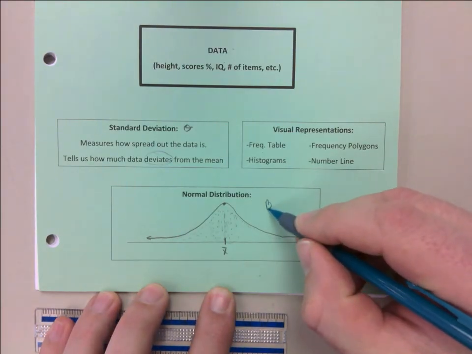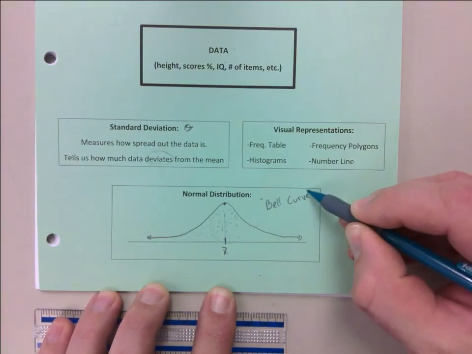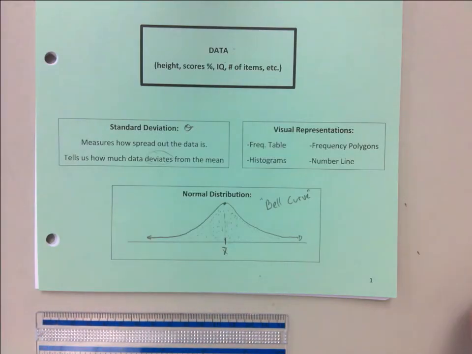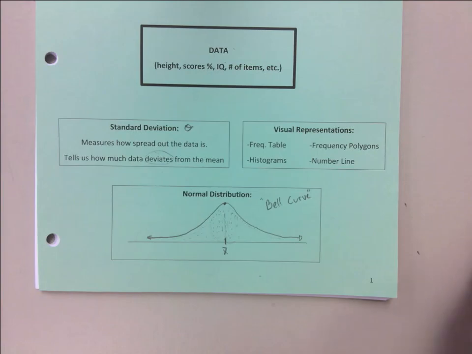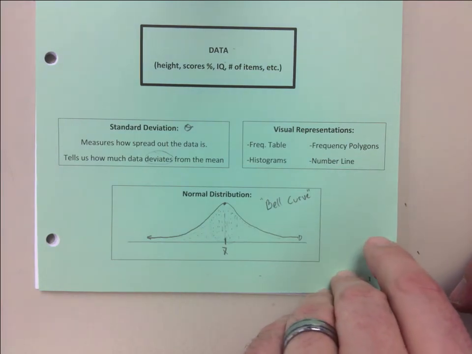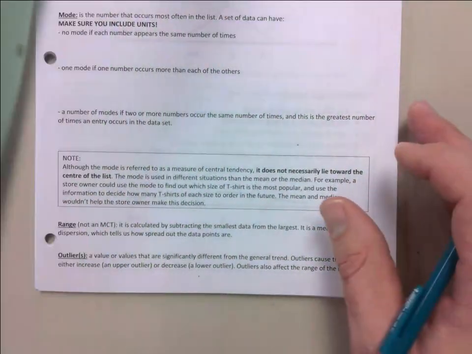So it looks like a bell curve or like a sombrero. That's what normal distribution is all about, okay? So we're going to talk about that. It turns out that a lot of things in life are normally distributed, especially when it comes to human attributes, okay? Let's keep going. So this is just an overview.